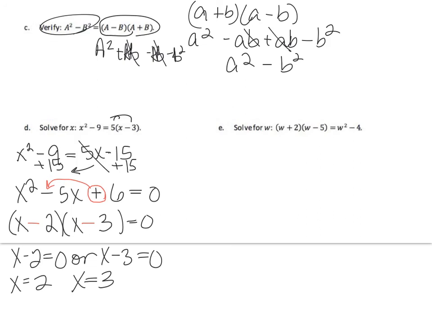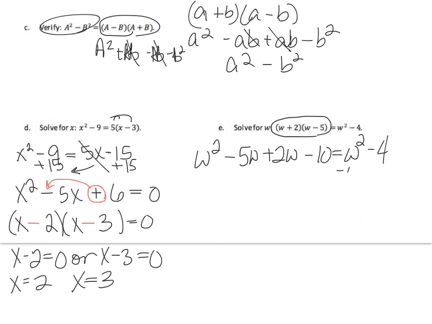Now let's try this one. I'm actually going to FOIL that first. W squared minus 5w plus 2w minus 10 equals w squared minus 4. What's cool about this one is I can subtract w squared from both sides and make my problem easier. Now I'm left with a negative 3w minus 10 equals negative 4.